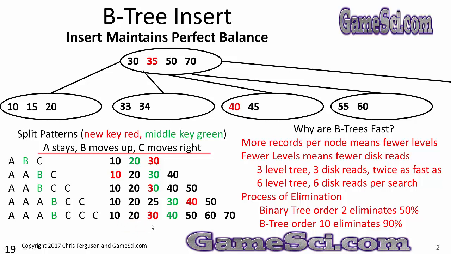Once again, I would like to point out that the new item determines what the middle item is. With a small new item, 40 would be the middle item. If I had a large new item, 50 would be the middle item. The new item determines who gets promoted up and who moves to the right.